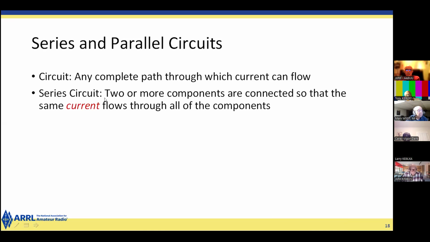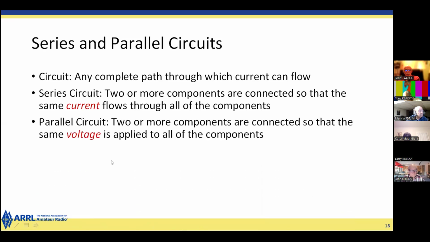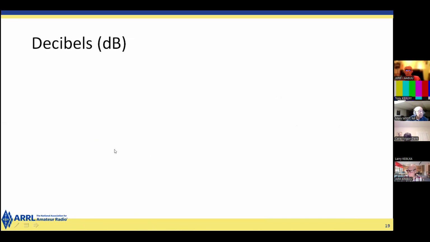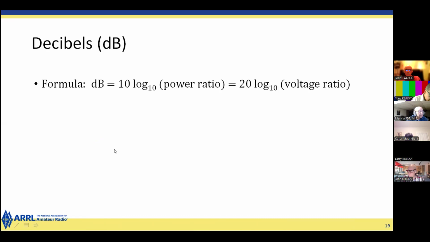A series circuit is two or more components connected so that the same current flows through all the components. This was a lot easier when we had the series Christmas tree lights to explain. A parallel circuit is two or more components connected so that the same voltage is applied to all the components. So I hope that's obvious.